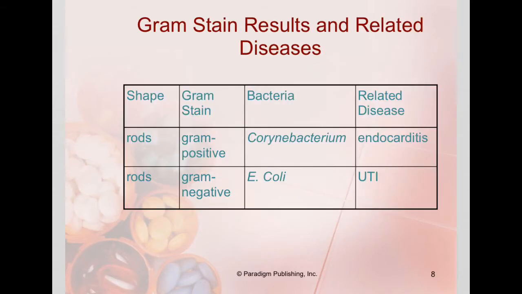So when we move on here, this is like the gram stain results and their related diseases. If they do a smear of bacteria and it's a rod shape and gram positive, then it is a specific bacteria and it's related to endocarditis. If it's a rod and gram negative, it's consistent with E. coli or UTI.